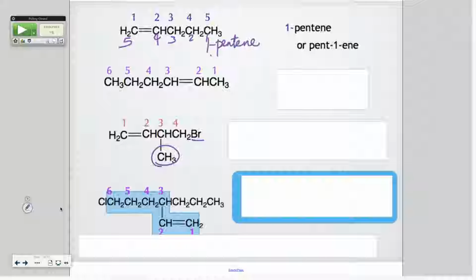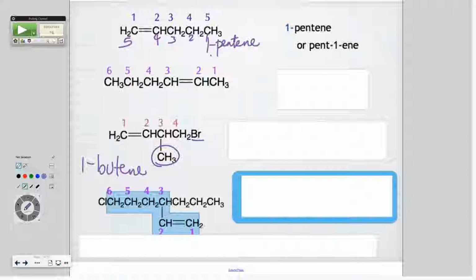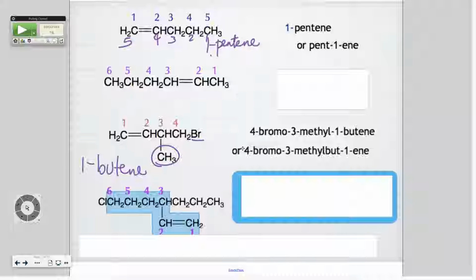The base for this one is going to be 1, what? How many is 4? Then in front of that, we're going to put our methyl on carbon 3 and our bromo on carbon 4, and you put them in what order? Alphabetical. Is it all coming back to you now? So it will either be 4-bromo-3-methyl-1-butene.